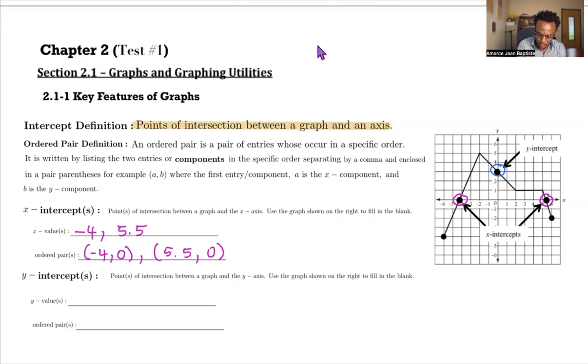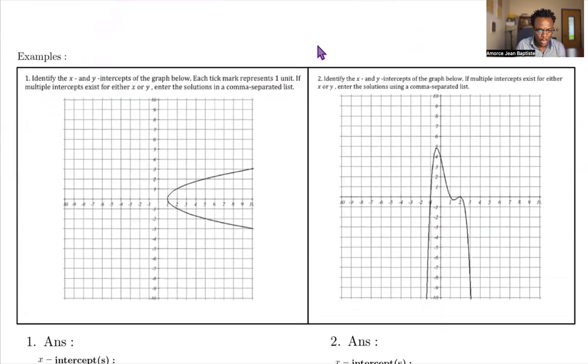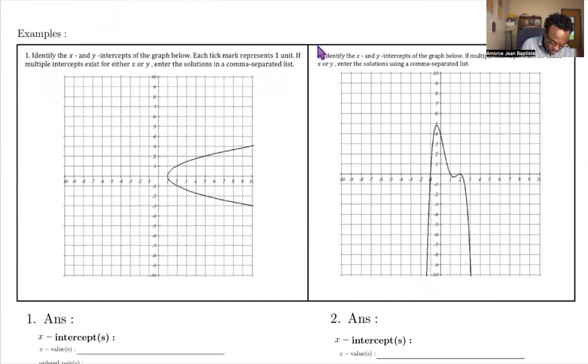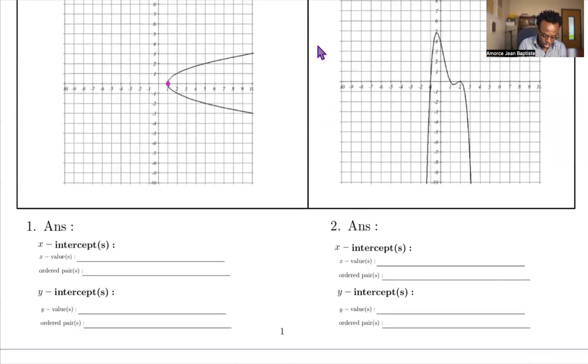And then now the y-intercept is at y equals 3, and the ordered pair will be 0, since it's on the y-axis, comma 3. We have more examples here. Let's look at this one. In this one, you have this, which is the only x-intercept, and there is no y-intercept. So for the y-intercept, it does not exist. And for the x-intercept, it happens at x equals 1, the ordered pair (1, 0).